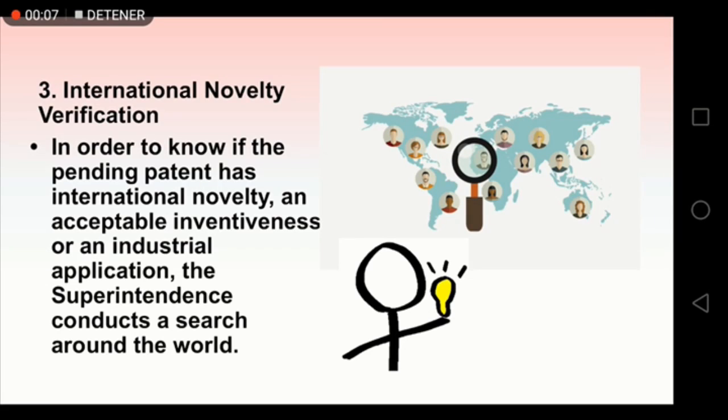If the pending patent has invention novelty, an acceptable inventiveness, or an industrial application, the superintendent conducts a search around the world.